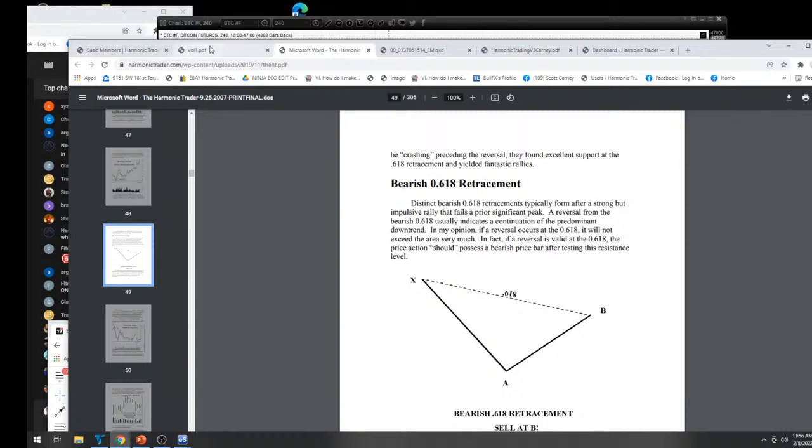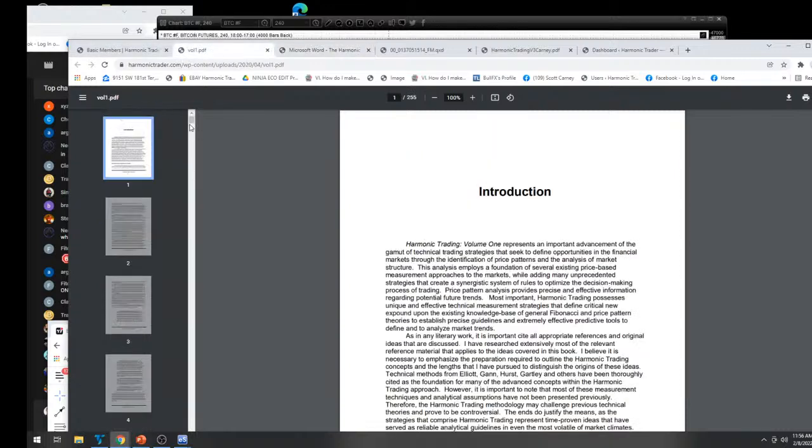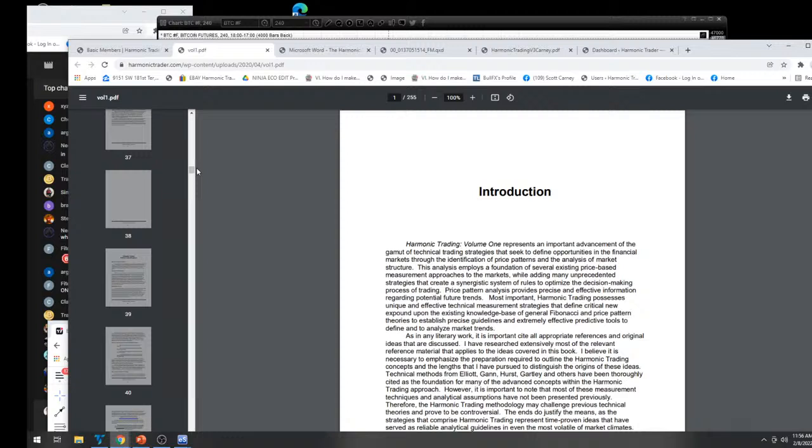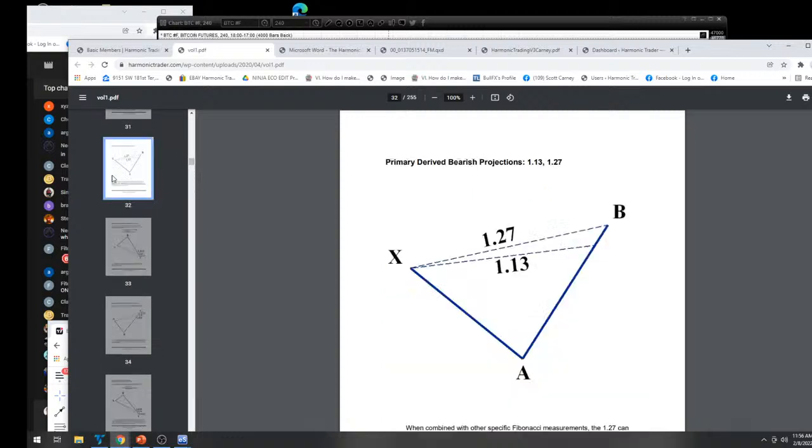But what you need to know first and foremost are the pattern formations and the ratios, and that is found in Harmonic Trading Volume 1. I put that out in 2004. There is a second edition that was done by Financial Times Press, on Volume 1 and Volume 2. They're essentially the same. All the books are available free on the basic members pages as PDFs.